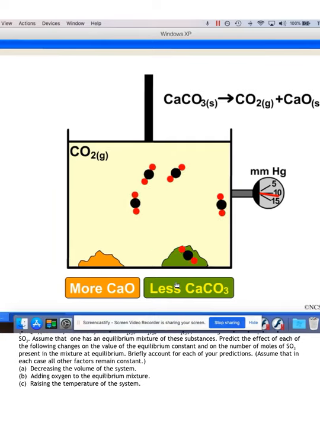Adding more did not do anything. Notice adding more calcium carbonate didn't change the amount of carbon dioxide. So hopefully the takeaway is knowing that solids added to a system at equilibrium are not going to impact that equilibrium system.